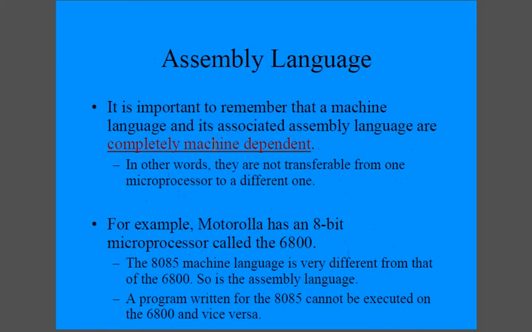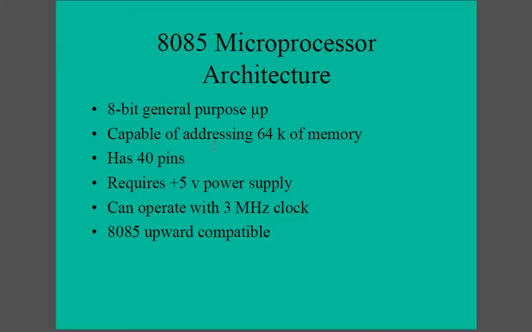Okay, what else is important? Okay, now the 8085 microprocessor architecture. All right, this is the basic information about the 8085 microprocessor. The first one, it is an 8-bit microprocessor, because normally if you talk about microprocessors, people will ask you how many bits your microprocessor is. So normally you have to know this. For example, the 8085 microprocessor is an 8-bit processor, and it is capable of addressing 64K of memory, which means 64 kilobytes of memory.